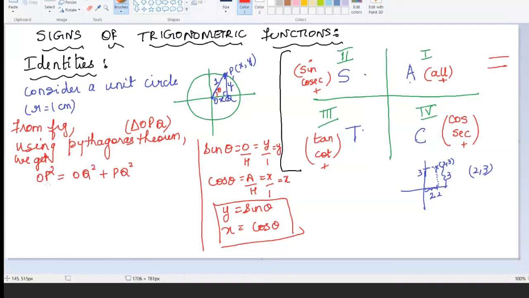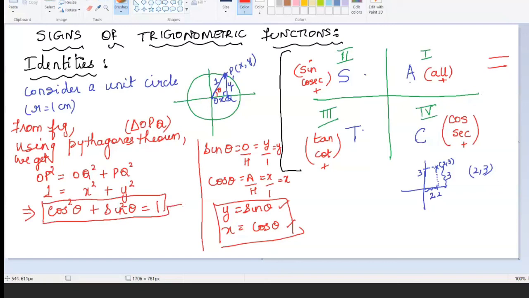So what is OP here? It is 1. What is OQ? OQ is X, square, plus PQ is Y, square. Who is X we have kept ready already? Cos theta. Who is Y? Sin theta. Substitute. So we get the first identity: X square plus Y square is equal to 1, that is cos square theta plus sin square theta is equal to 1. Put a box around this. This is the first identity which we have.